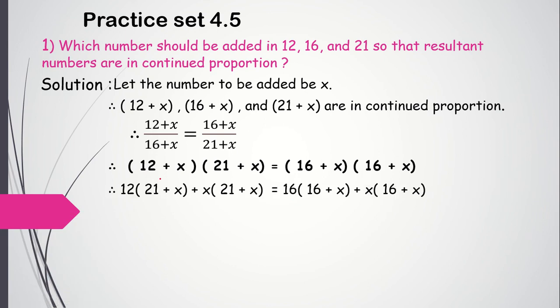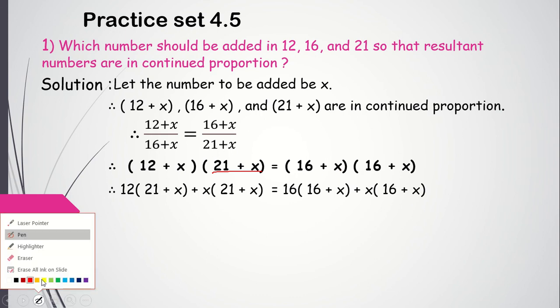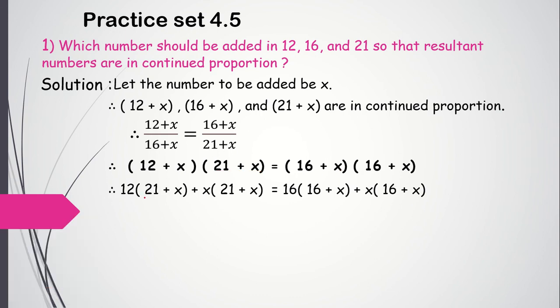So here I have broken the first bracket. I have multiplied 12 with (21 plus x) the whole bracket plus this x with the (21 plus x) the whole bracket here. Then this 16 I have multiplied with the second bracket plus x I have multiplied with the second bracket. Now I have multiplied this 12 inside, 12 with 21. 12 into 21 is 252 plus 12 into x is 12x, x into 21, 21x, x into x is x square. 16 into 16, 256 plus 16x plus this is 16x plus x square.